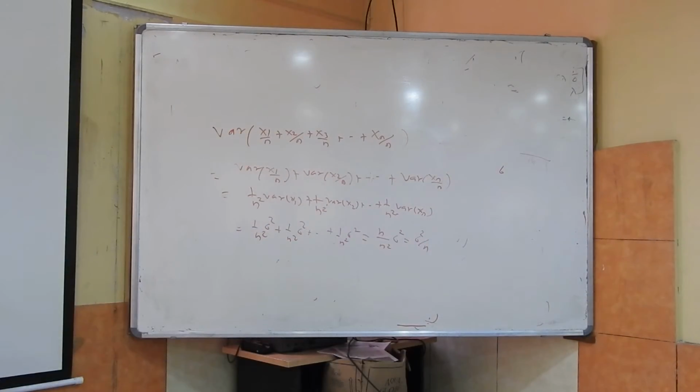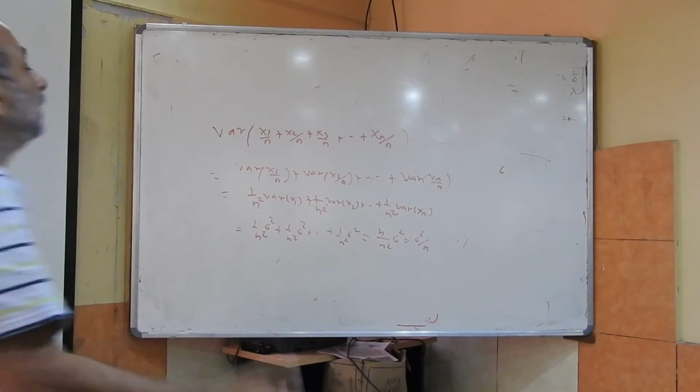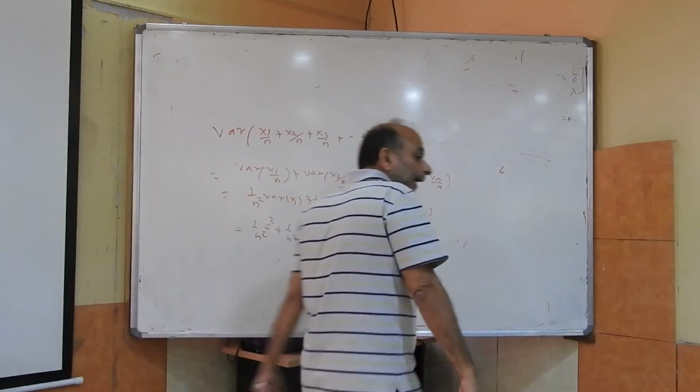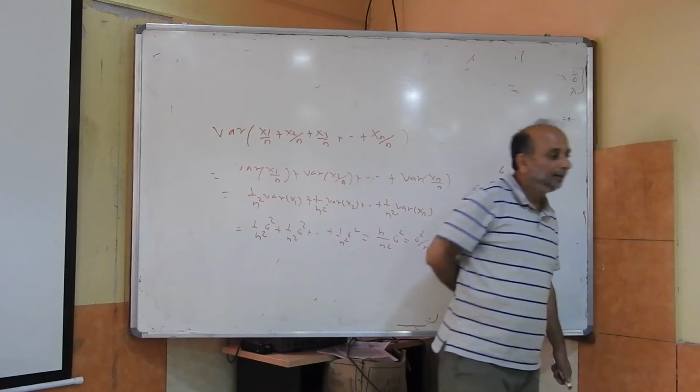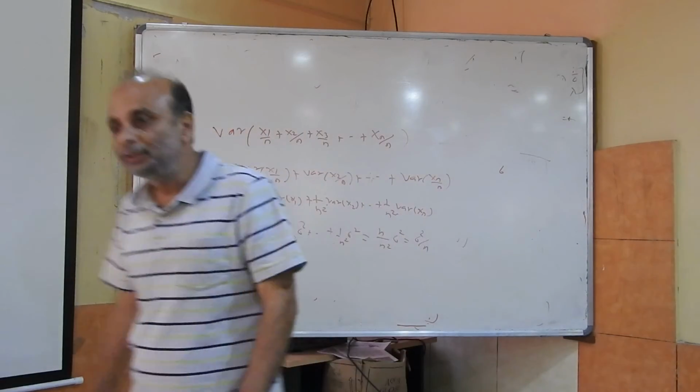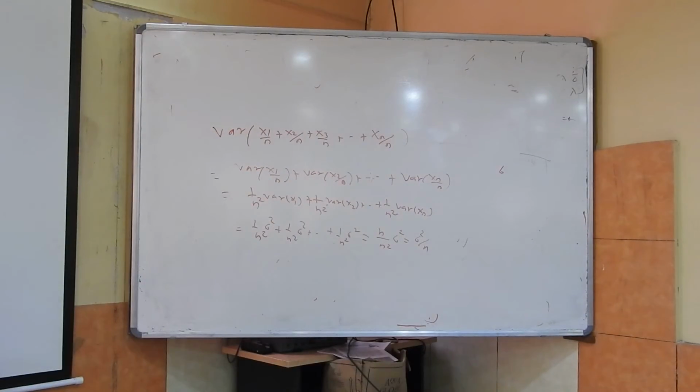Variance of alpha x equals alpha square variance of x, because if you multiply each value of a random variable by 10, then the variance gets scaled by 10 square. Okay, so sigma square upon n. Very important. So variance of x bar is sigma square upon n.